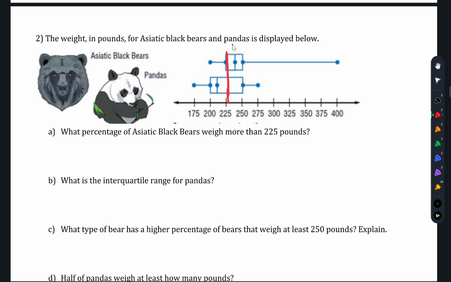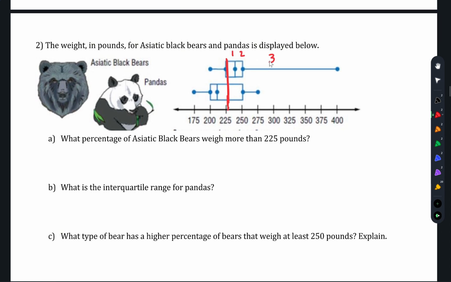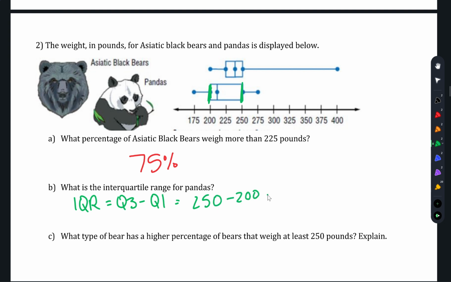75%. There are 3 sections, 1, 2, 3 sections of my box and whisker plot. So that's 75%. Interquartile range for pandas. Our formula for the interquartile range is quartile 3 minus quartile 1. So I'm going to find quartile 3 and quartile 1. They are the edges of the box, by the way. Quartile 3 is 250. Quartile 1 is 200. So my interquartile range is 50.